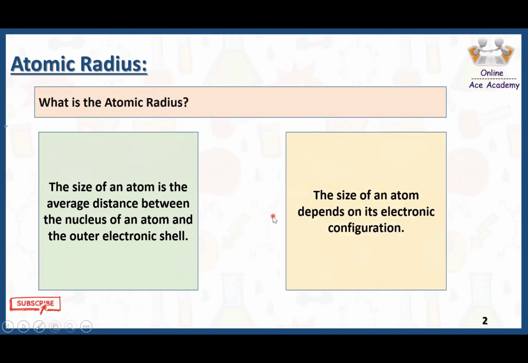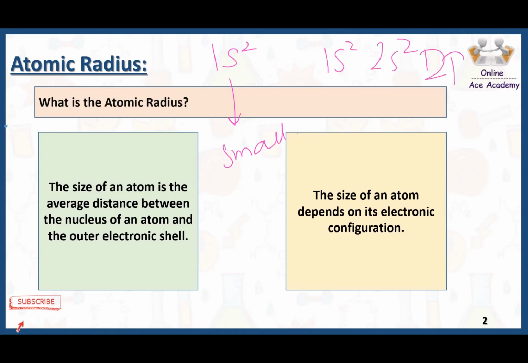The size of an atom depends on its electronic configuration. Say for example, here we have 1s2. If the electronic configuration of an atom is 1s2, it's very clear that the size of the atom is very small. And if the electronic configuration is like 1s2, 2s2, 2p6, 3s2, now it's very clear that the atomic radius or the atomic size of this atom is big. So this is how the atomic radius depends on the electronic configuration.